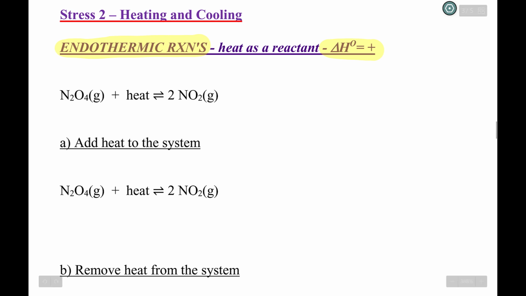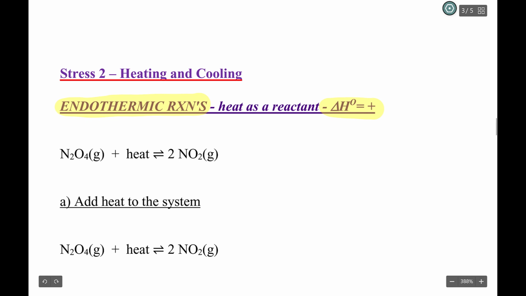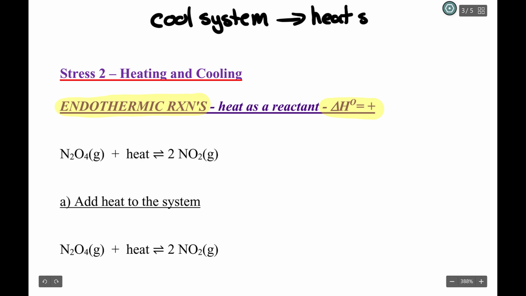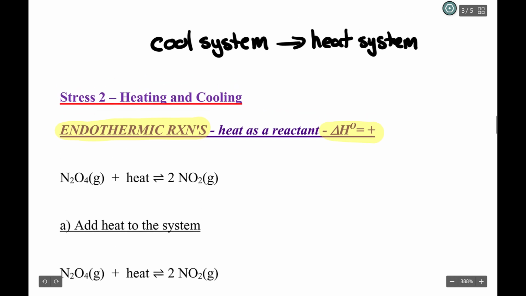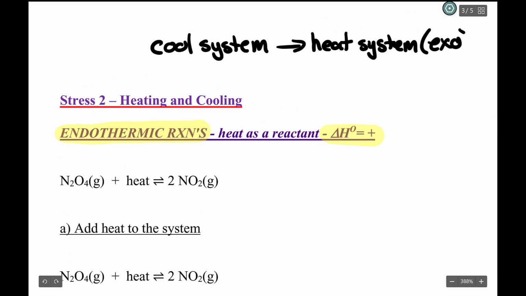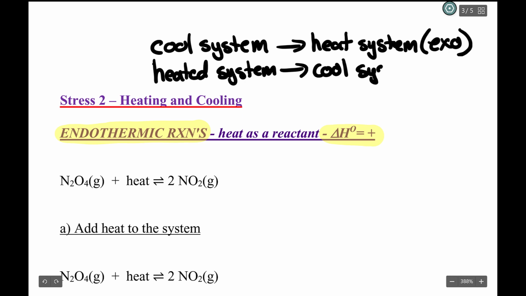Obviously, if you heat something, the opposite is cooling, and if you cool something, the opposite is heating. So in general, if I cool the system, the opposite thing would be to heat the system, and in order to heat the system, it would have to perform the exothermic reaction. If I heated a system, then the system wants to cool itself, and the way it could cool itself would be to perform an endothermic reaction, because that would absorb some of the heat that was added to the system.